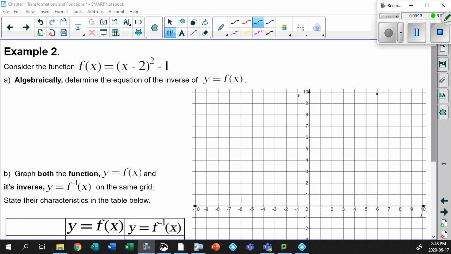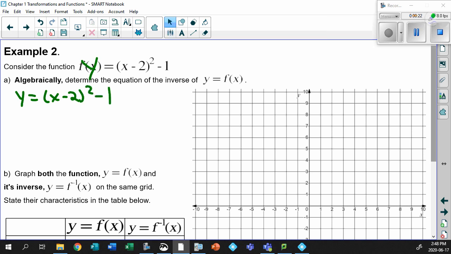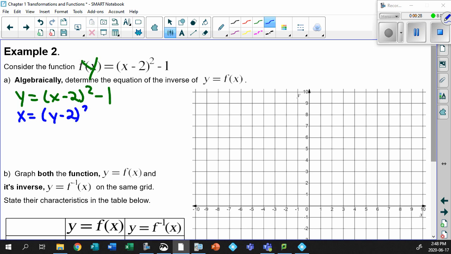Here we go. So f of x, of course, becomes y. So y equals (x − 2)² − 1. You know to interchange the x's and y's to give you the inverse. So this is now x equals (y − 2)² − 1. Rearrange this so it's y equals, and we can use function notation.